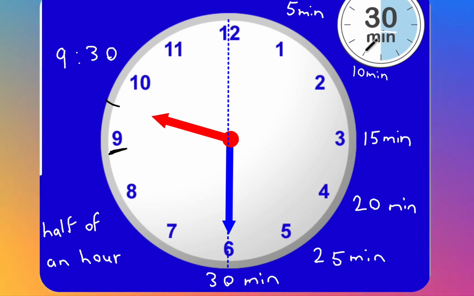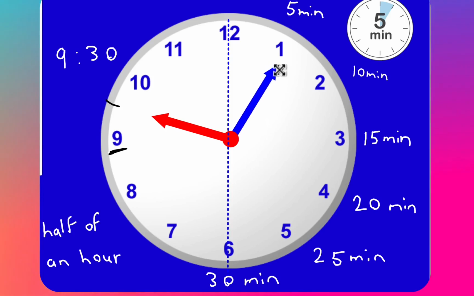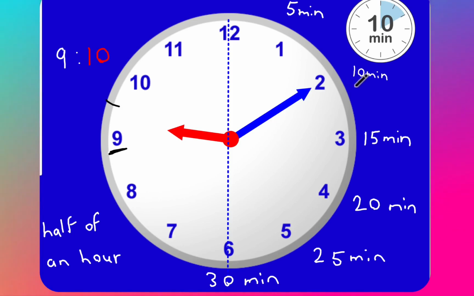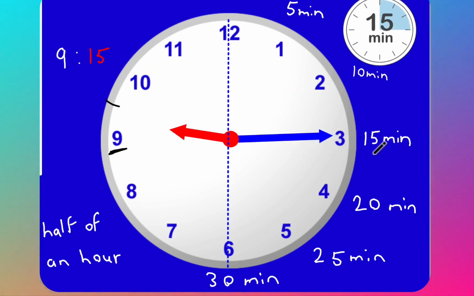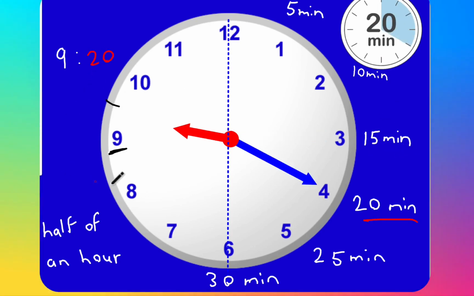Okay, let's go through what we learned. When our big hand is at 1, 5 minutes have gone by in the hour. When our big hand reaches 2, 10 minutes have gone by in the hour. When the big hand reaches 3, 15 minutes have gone by in our hour. When the big hand reaches 4, 20 minutes have gone by in our hour.